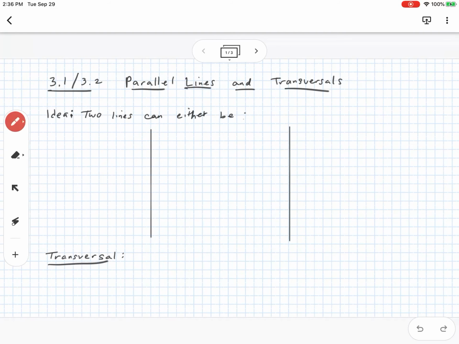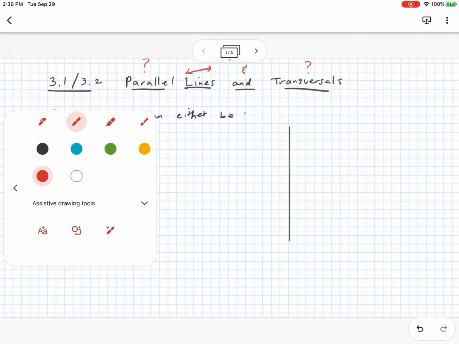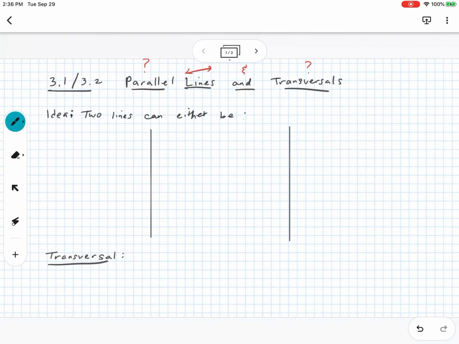And out of these 4 words, you might only recognize really 2 of them, right? A line, and then maybe when it comes to parallel and transversals, there's a question mark there for you, okay? So to introduce us to these 2 terms, I want to start off by thinking about this idea that 2 lines can either be, and there are 3 options.